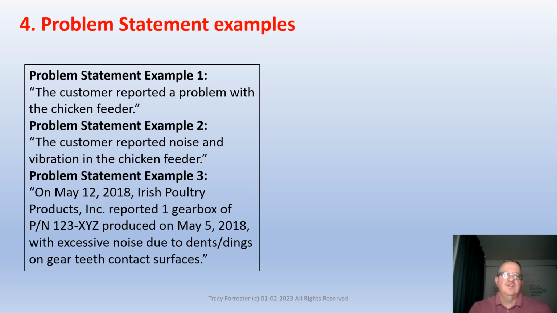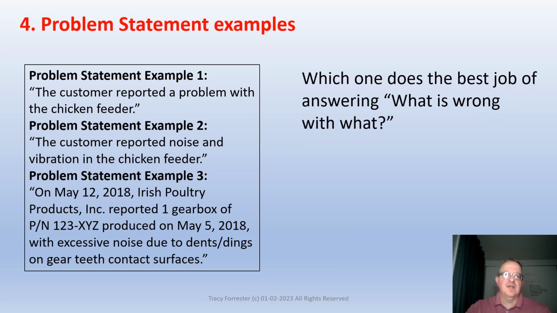So if you look at all three of these, you'll notice a couple of things. Number one, the first two are pretty much based on just some information that was probably reported by the customer, and it's pretty much based on symptoms. And number three looks more complete.